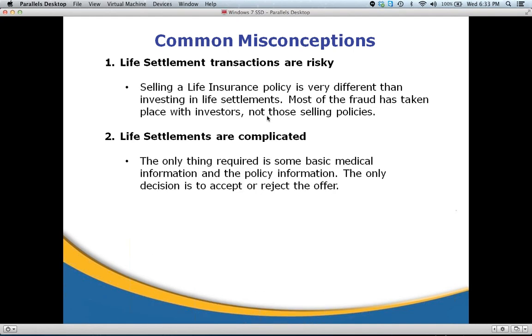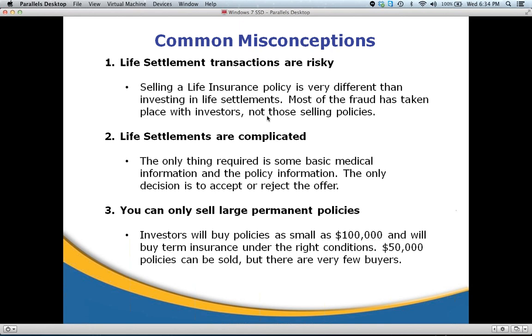The second common misconception is that life settlements are complicated. Again, from the seller's standpoint, this is very simple. All they need is a basic application. They're going to request medical records. They may call you on the phone or do a little phone interview, and then they're going to make an offer. And all you have to do is accept or reject the offer. Money goes to an escrow, and then you're done. Where they are complicated is more on the investor side. So if you're considering investing in these, there's a lot more research to be done about how to get a good return.